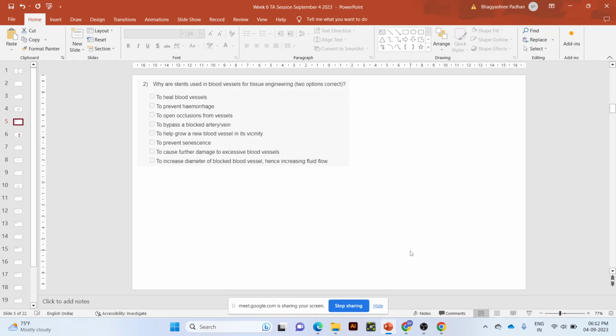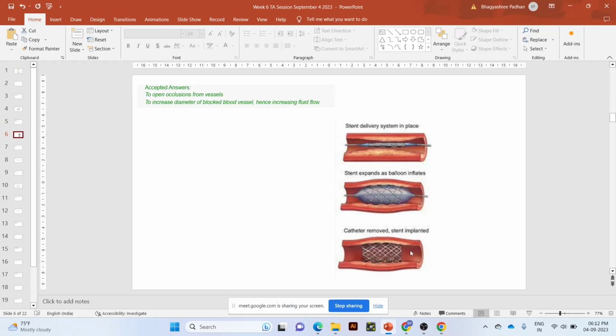Those who said the last option, to increase diameter of blocked blood vessel, hence increasing fluid flow, that is one correct option. The other correct option is to open occlusions from vessels. These two are the correct options. This is how a stent works. You insert a catheter with the stent and then inflate the balloon. That will increase the diameter, and then you remove the catheter so that it stays that way with increased diameter.